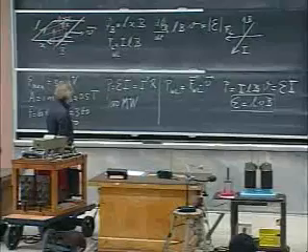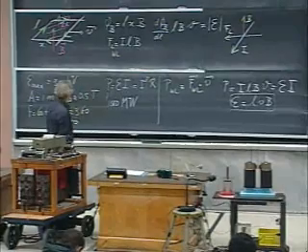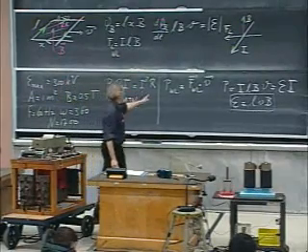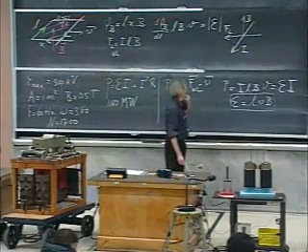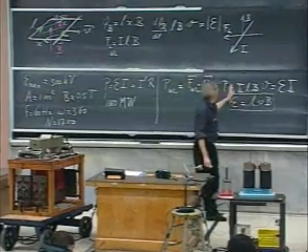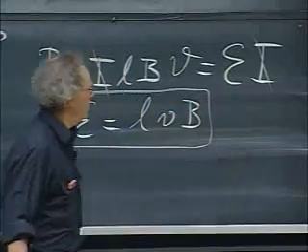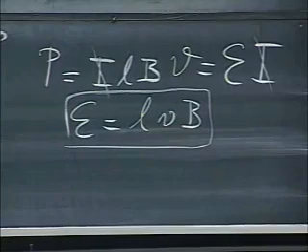Let me check my equations. EI, I R squared, I can live with that. Power, force dotted with the velocity, ILBV, this is the magnitude of the EMF, and that's fine.